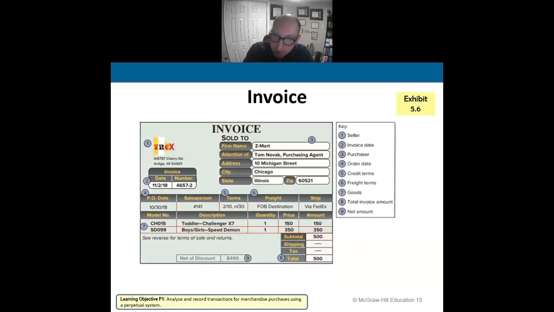So this is the invoice that my candy guy Tom sent me. He goes, hey, these are the types of candy, here are the quantities, right? And we see a couple things on this invoice: the seller information, invoice date, purchaser, the date it was ordered, the credit terms, which is probably the most important part on here, the freight, how it was shipped to me, the items that I purchased, total invoice amount, and the net amount.